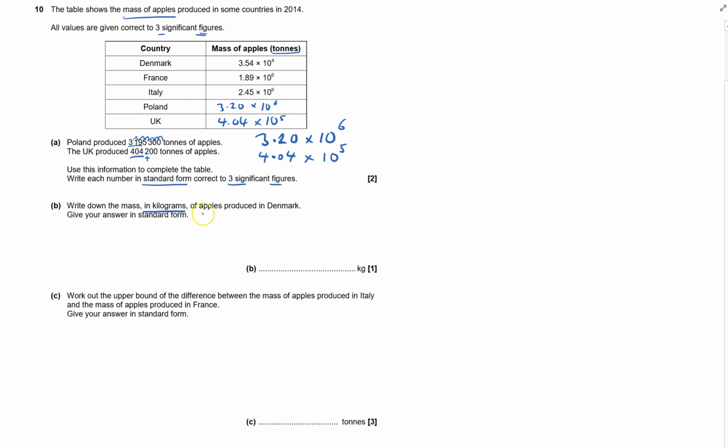Write down the mass in kilograms of apples produced in Denmark. I've got to give it in standard form. So Denmark, we got this, so it's 354. So if I do 3.54, I'll miss out the point, and I've got to times by 10 four times, so 1, 2, and then 2 more, so I need to add 2 zeros. That's how many tons it is. So in kilograms I have to times by 1,000, and now I can put it back into standard form very easily. That'd be 3.54 times by 10 to the power of, and it would go 1, 2, 3, 4, 5, 6, 7.